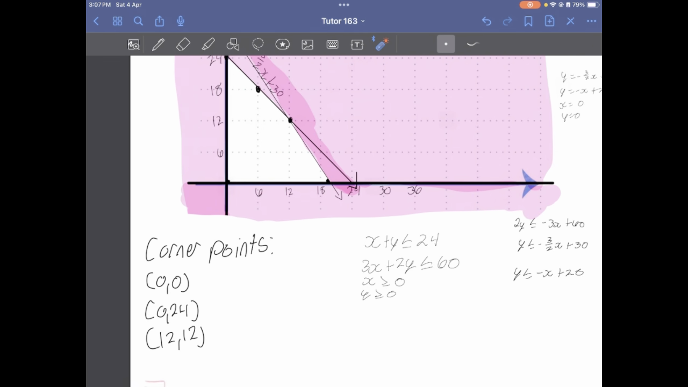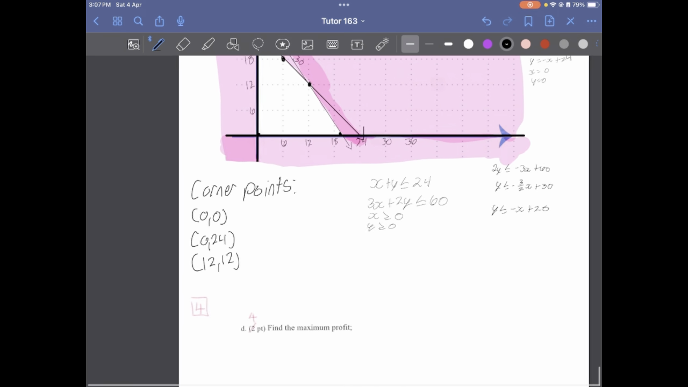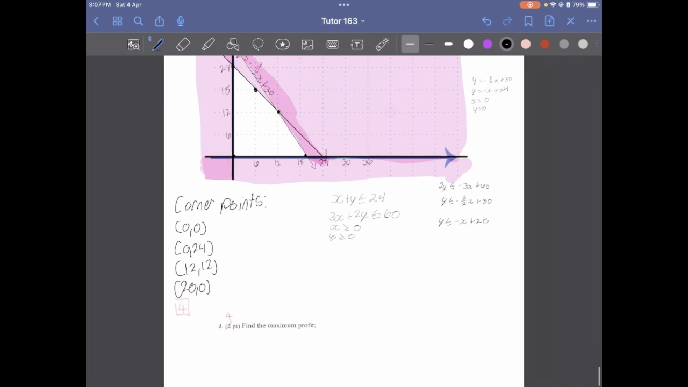Right here, you have to approximate what number this is. But this would be 20, 0. You have to approximate the number. Okay. Just gonna move this, make it smaller.